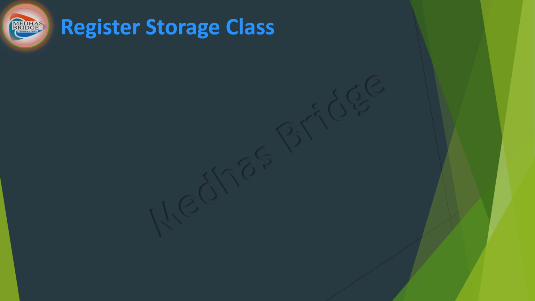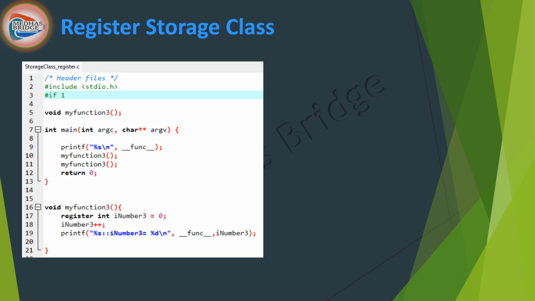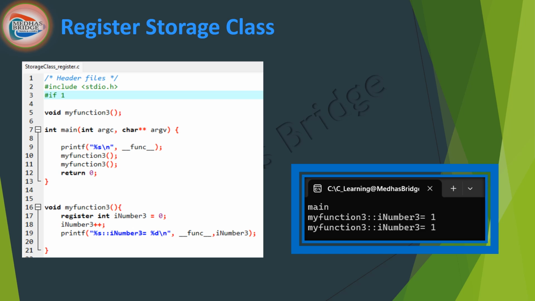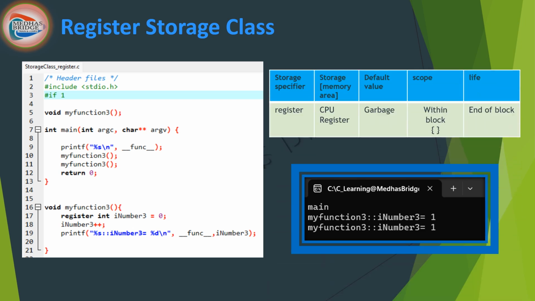Register storage class. Let's look at this. I have the same problem statement, I mean the program. What I did is, instead of auto, now I made it register. If you compile this code and see the output, I really don't see any difference, right? So it's the same as auto, got it. But what is the actual advantage we get by defining the variable as a register? Here is the context.